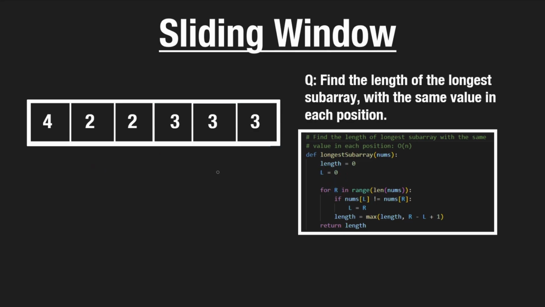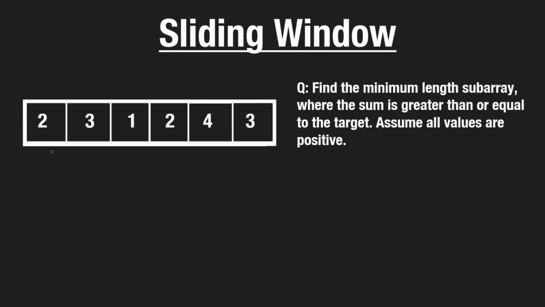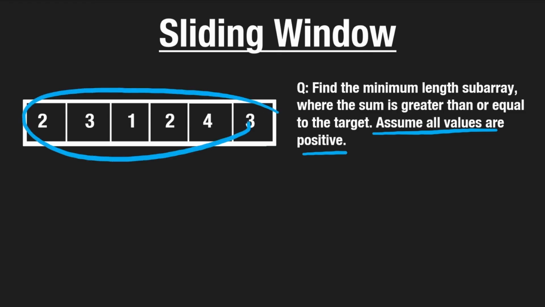But now let's look at a more complicated sliding window problem. Now, given an array of all positive integers, we want to find the minimum length subarray where the sum is greater than or equal to some target value that we're given. And given a problem like this one, you would want to pay special attention to the fact that all values in the array are positive.